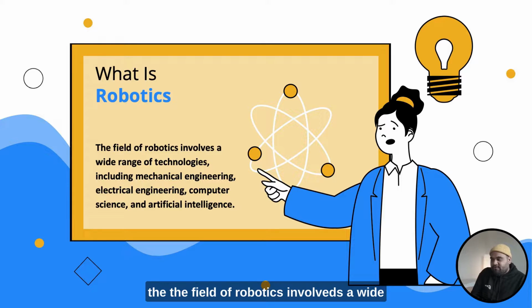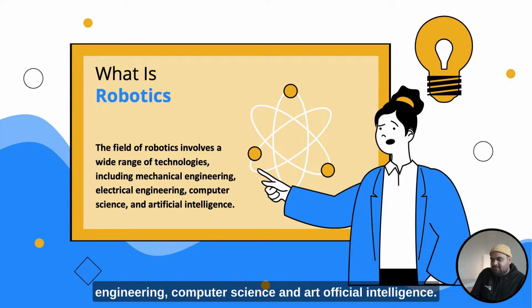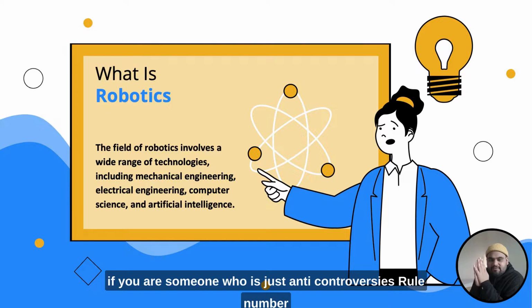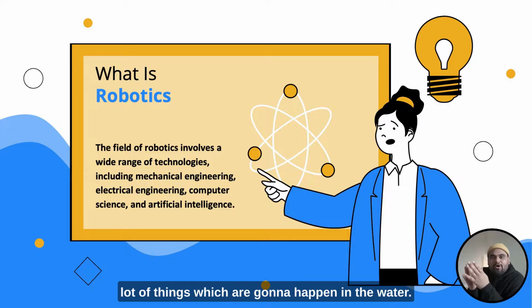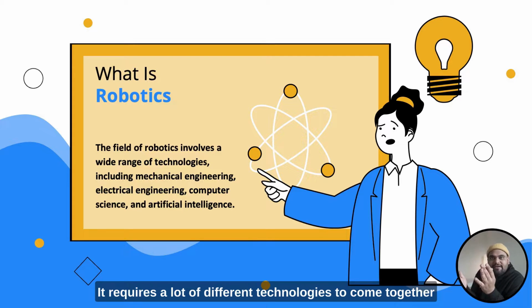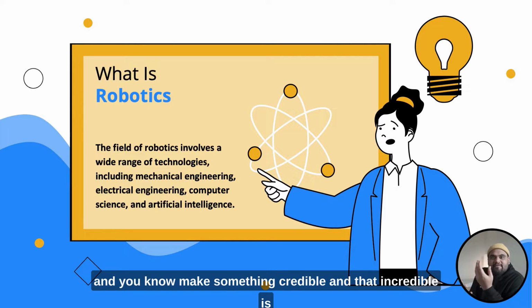The field of robotics involves a wide range of technology, including mechanical engineering, electrical engineering, computer science, and artificial intelligence. Now, this is very wide. It means that if you are someone who is just entering into robotics, rule number one is to understand that there are going to be a lot of things happening in robotics. It's not something very small or very simple. It requires a lot of different technologies to come together and make something incredible.